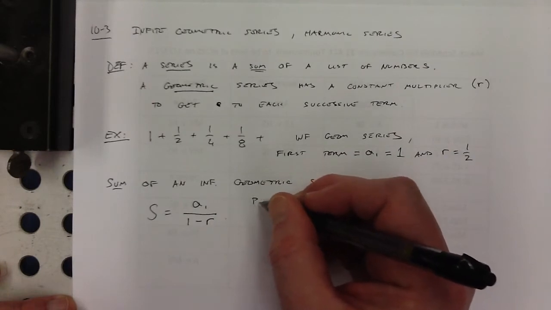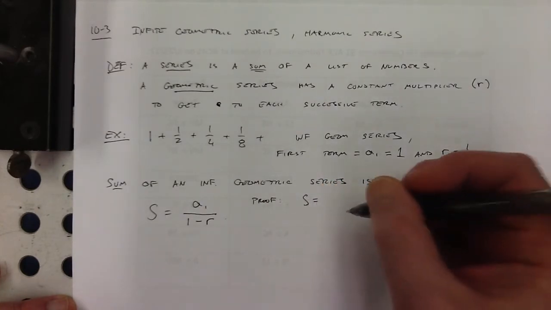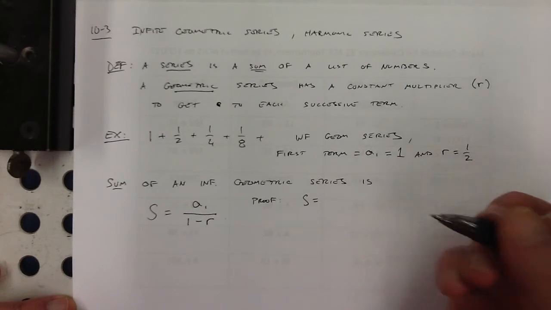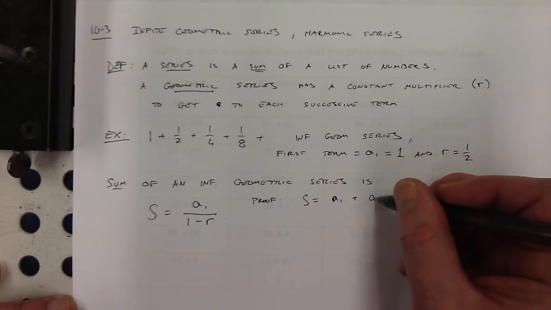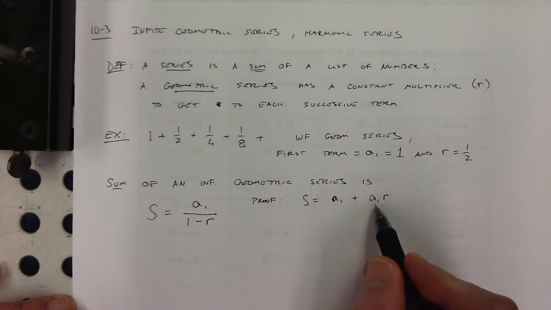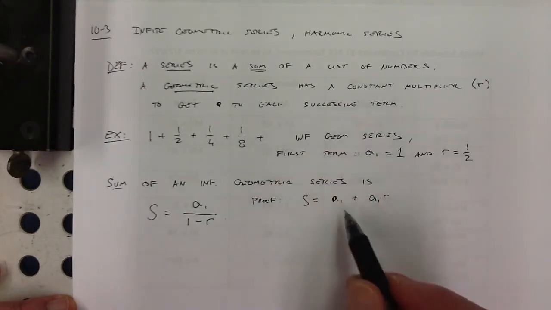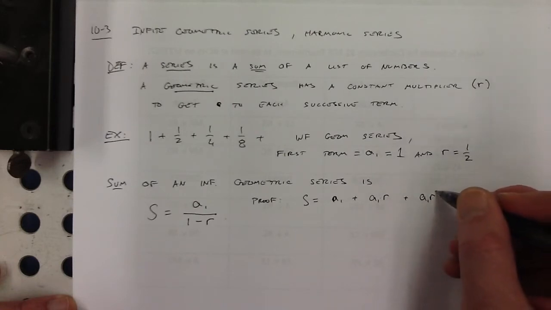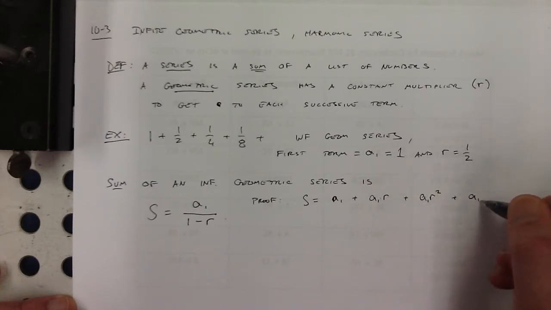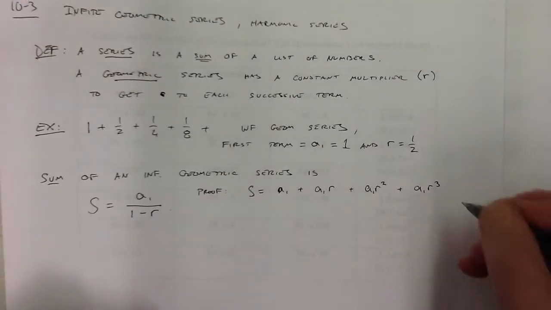And if you want a short proof of that, so let's let S equal the geometric series. I'm going to leave a little bit of space here. So the first term, A sub 1, plus the second term would be A sub 1 times R, right? I know that the definition of a geometric series, to get to the second term, I multiply by R, right? And then to get to the next term after that, I have to multiply by R again, and so on, right off the page.